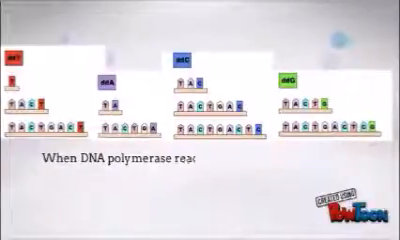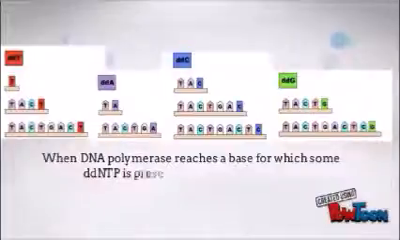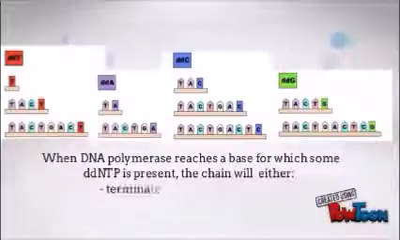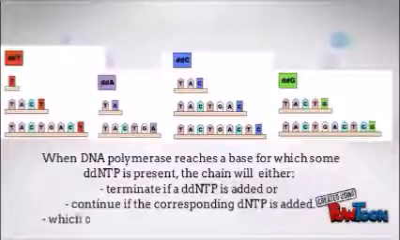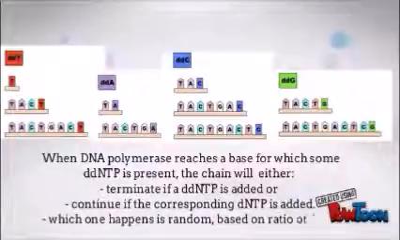When DNA polymerase reaches a base for which some ddNTP is present, the chain will either terminate if the ddNTP is added or continue if the corresponding dNTP is added. Which one happens is random, based on the ratio of dNTP to ddNTP in the tube.